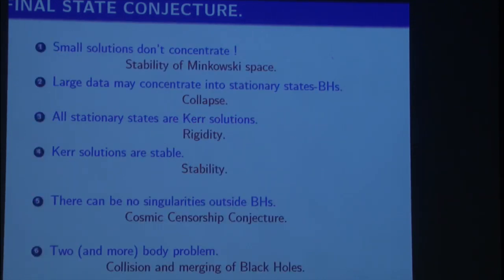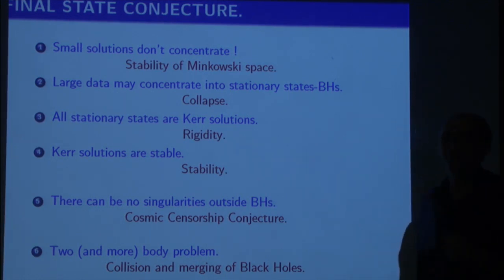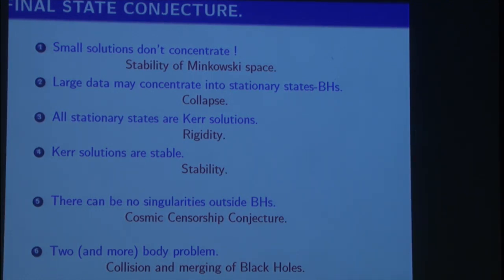So the final state conjecture is incredibly complicated. And of course, we are maybe hundreds of years away, or who knows? Maybe some young people here might prove it. Well, right. So the problem, of course, is you can think of it as a combination of smaller problems, each one of them being by itself a huge problem, right?